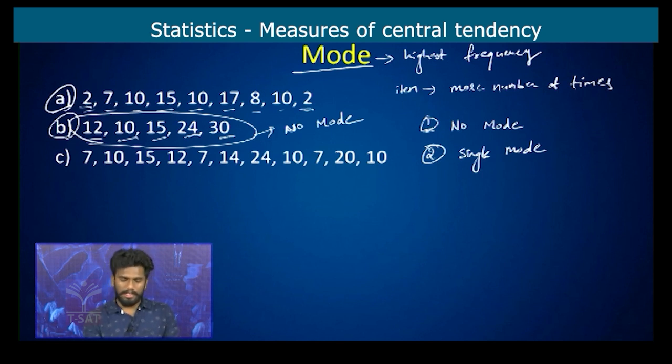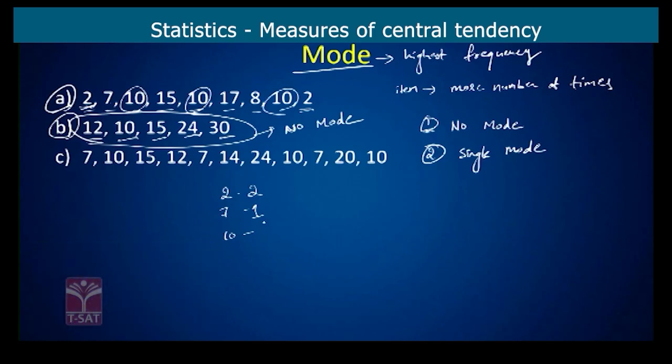How many times does 2 repeat here? 2 is repeating only 2 times. The 7 is repeating only 1 time. The 10 is repeating how many times? 1, 2, 3 times. The remaining everything is repeating only one time. 8 is also repeating only 1 time, 17 repeating 1 time, 15 repeating 1 time. So 10 is repeating 3 times. So 10 is our mode here. 10 is the mode in the A bit.